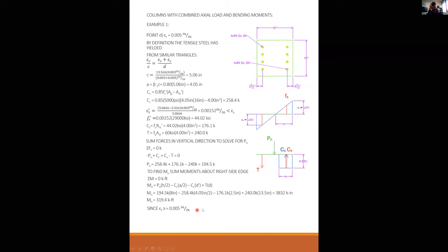But now, epsilon t is greater than or equal to, it's actually equal to 0.05. Therefore, my phi now is 0.9, because I finally got to the top of that iterative point where any strain greater than 0.05 grants you a phi factor of 0.9. So as I mentioned, that same phi factor is applied to the axial load and to the moment. So I have a phi Pn of 175 and a phi Mn of 287.